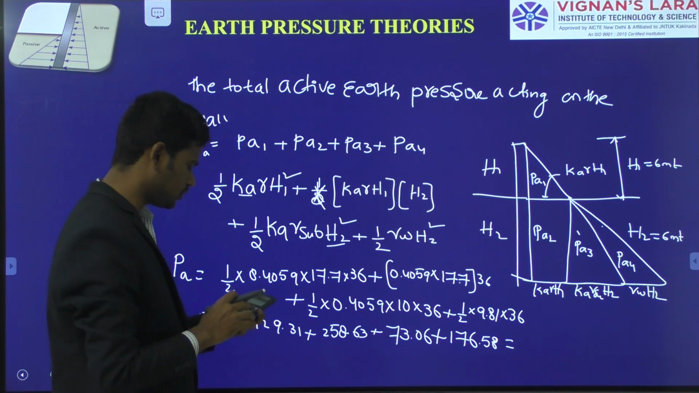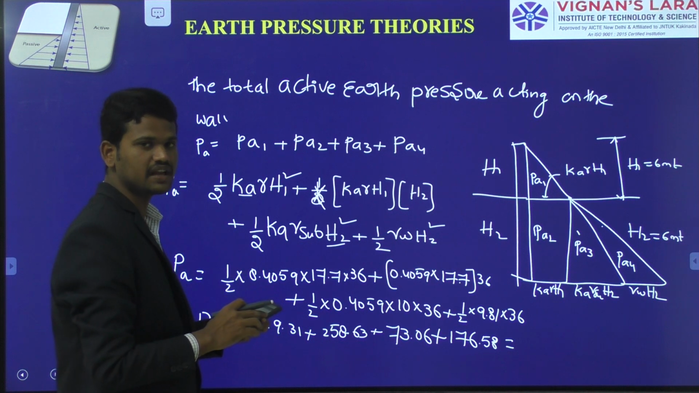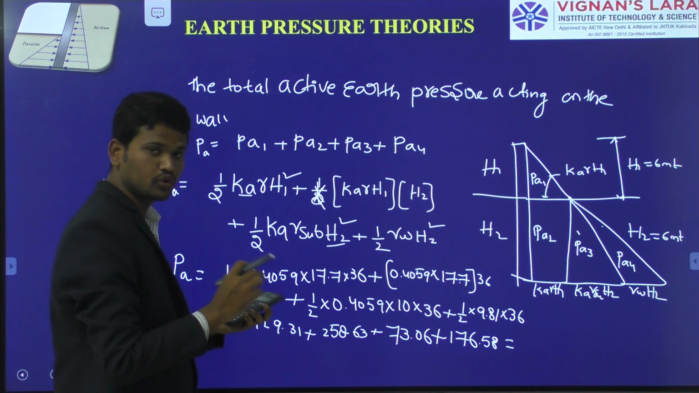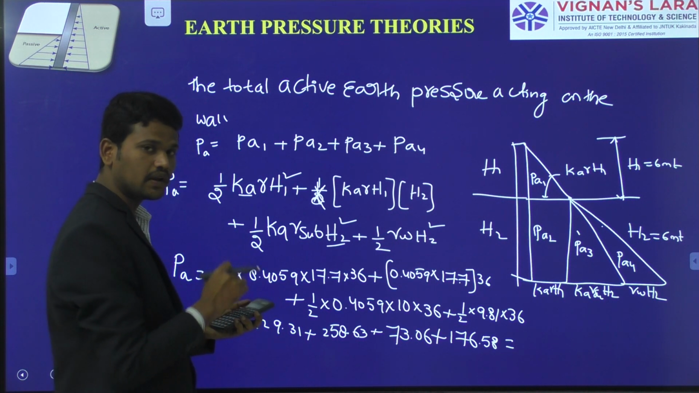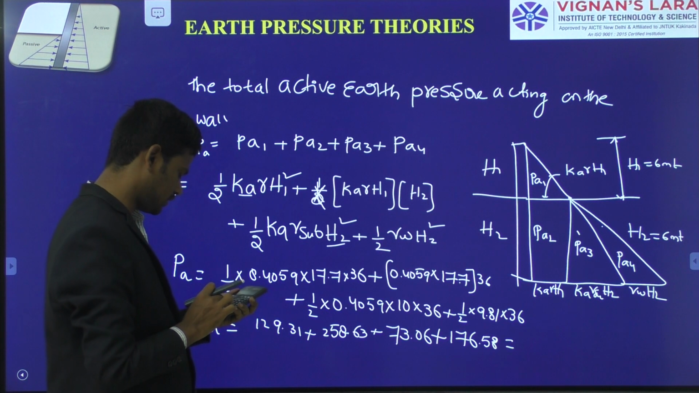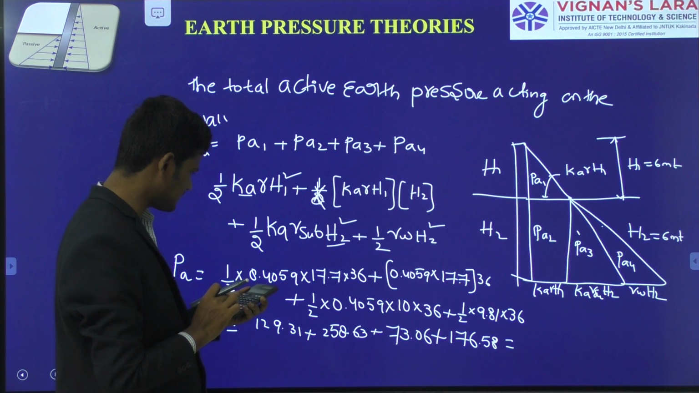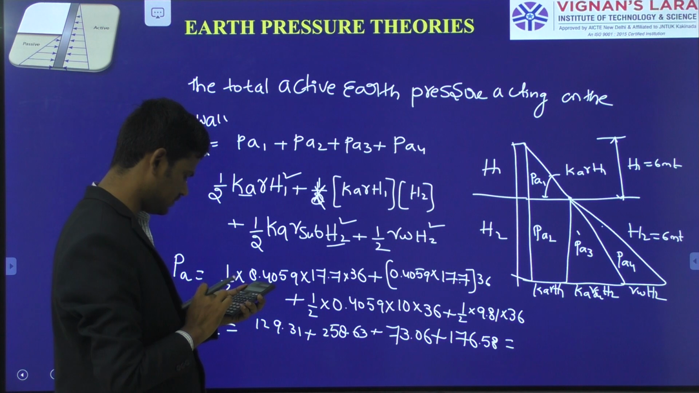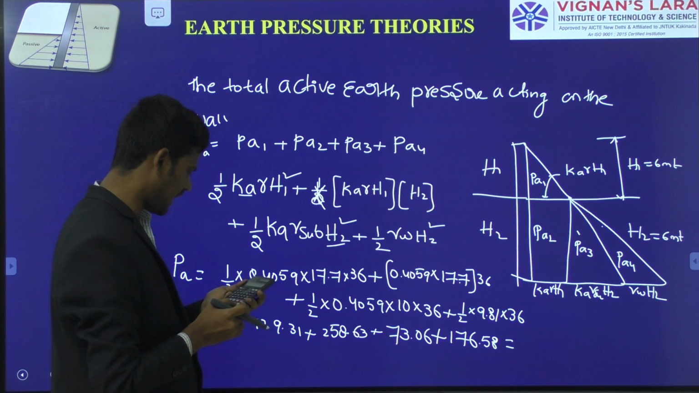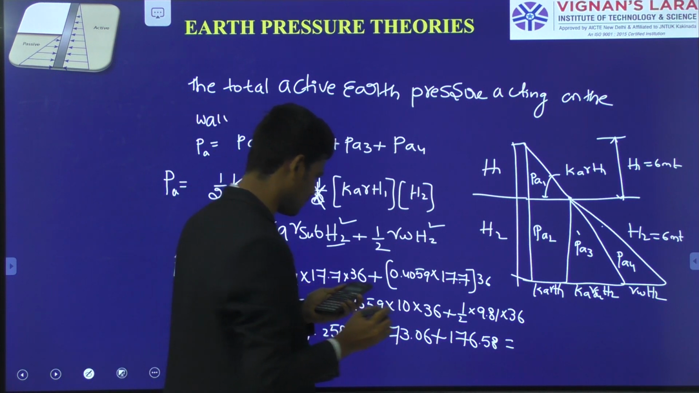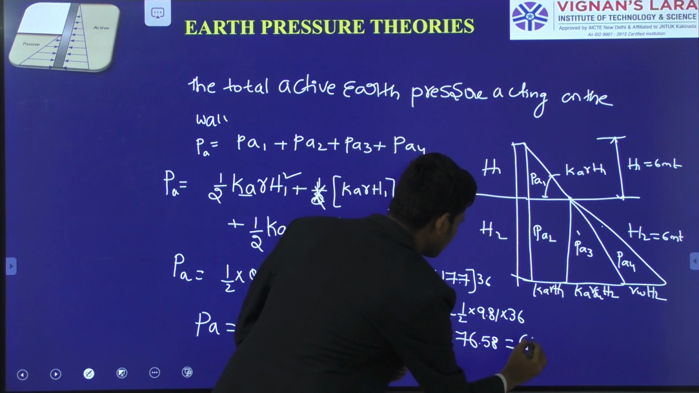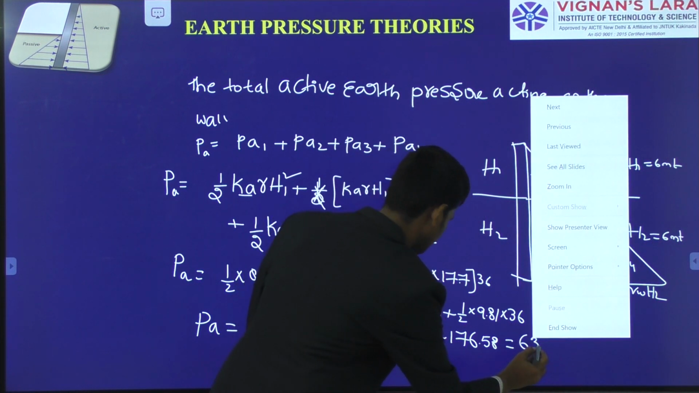Now I am finding the total active earth pressure acting on the wall due to layer 1 and layer 2 as well as pore water pressure. 129.31 plus 258.63 plus 73.06 plus 176.58. Okay, total I am getting it as 637.58 kilonewton per meter.